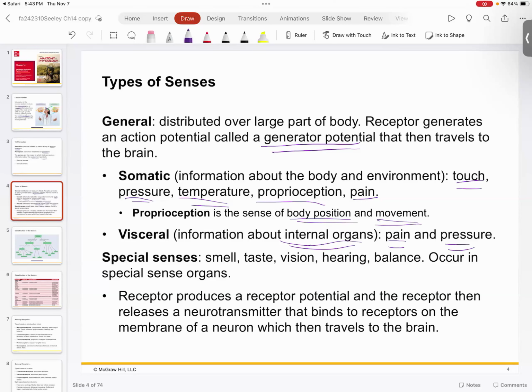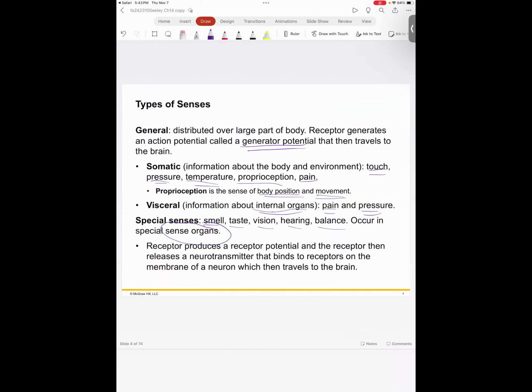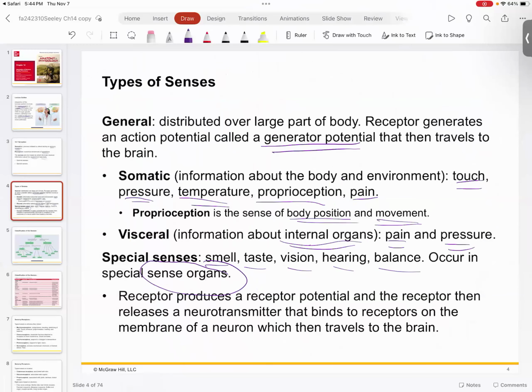Then your special senses are typically what we would think of as our five senses, right? For instance, smell, taste, vision, hearing, balance, things like that. The reason they're special is because we actually have to create a very special organ in order to pull off these senses. With the general senses, we don't have to do that. We just put a receptor out there and collect the information. Whereas with the special senses, we have to create a little more structure so that we can have an entire organ whose job it is to receive this information.